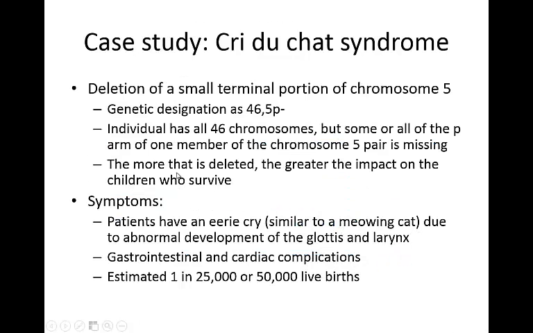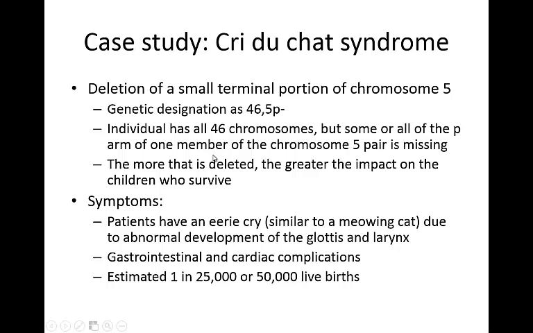So a case study for this is Cri-du-Chat syndrome. This is a deletion of a small terminal portion of chromosome 5. So the genetic designation for this is 46 because it still has 46 chromosomes, 5p minus. Remember we talked about the p arm, the q arm. What's happening here is a small portion of the p arm of chromosome 5 is lost.